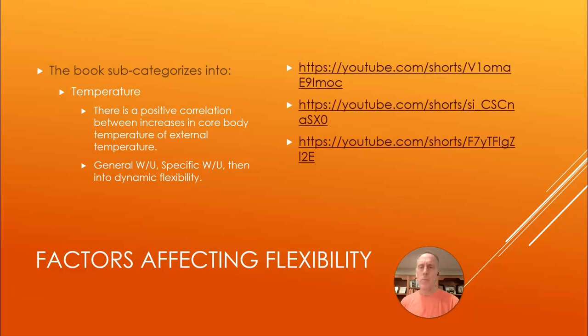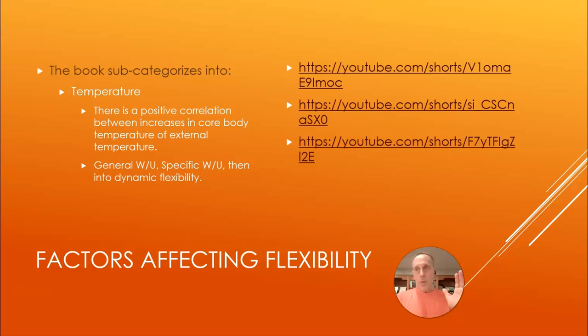Now, they also talk about temperature, and I mentioned this before. You have the ambient air temperature around you, that matters. And then also it is the core body temperature and the temperature of the muscle itself that's being worked. And all three of those help increase flexibility.